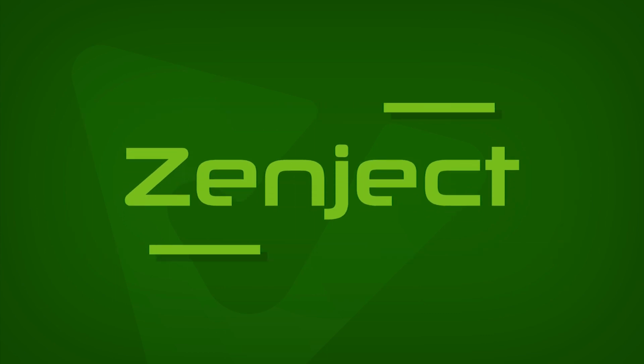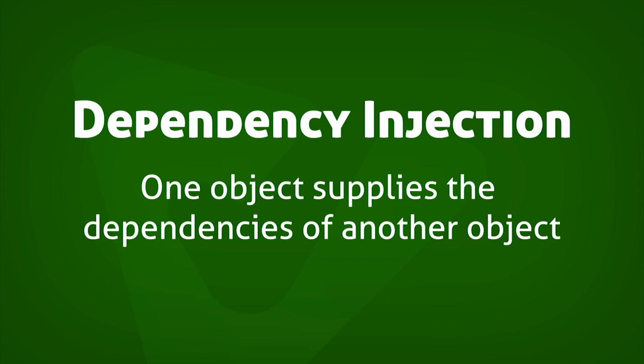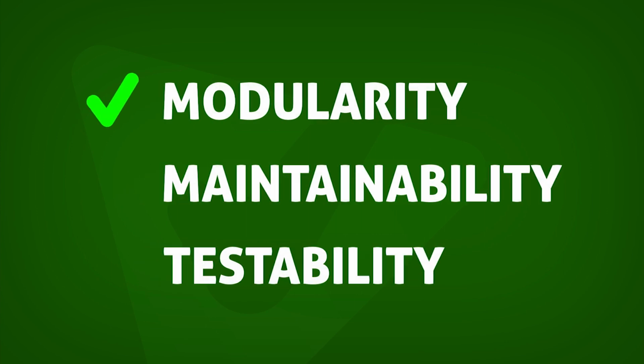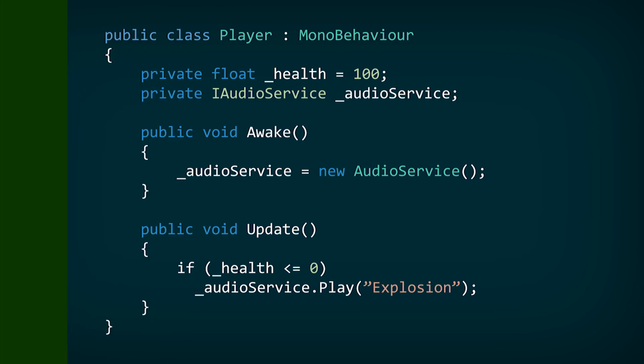Zenject is a lightweight dependency injection framework that was created just for Unity. Dependency injection is a design pattern whereby one object supplies the dependencies of another object. It improves the modularity, maintainability, and testability of your code. Check out this player class.